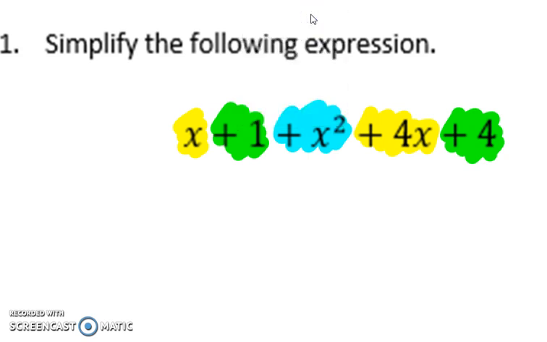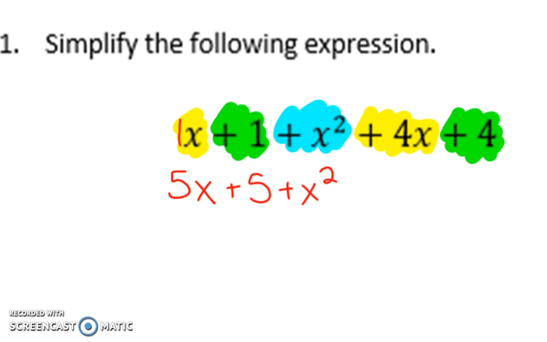Now, if I combine yellow with yellow, this first x here doesn't have a number. Well, that's assumed that there's a 1 there, because 1 times any number is that number, so we don't have to put it. So now, when we do this, this becomes 1x plus 4x, which gives me 5x. My greens are plus 1 and plus 4, which gives me positive 5, and then I'm going to put x squared on the bottom because there's nothing to combine with it.